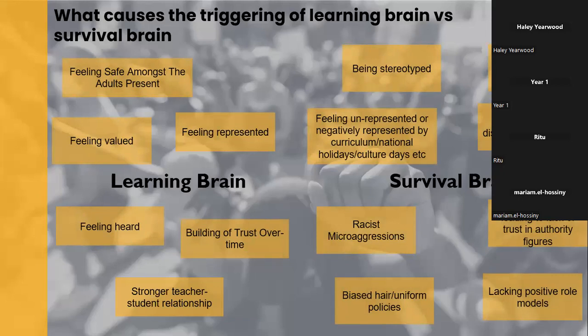And we're going to look at what causes the triggering of learning brain and survival brain. It's really interesting that the learning brain is so balanced, and the survival brain is all over the place. We have feeling safe amongst the adults present, feeling valued, feeling represented, feeling heard, building of trust over time, and stronger teacher-student relationships when we're looking at learning brain. When we look at survival brain, we have been stereotyped, adultification can trigger that, feeling unrepresented or negatively represented by the curriculum, national holidays, cultural days, or a lack of as well. Public discipline or humiliation can trigger it. Racist microaggressions, past trauma leading to a lack of trust in authority figures, biased hair or uniform policies, and also lacking positive role models.